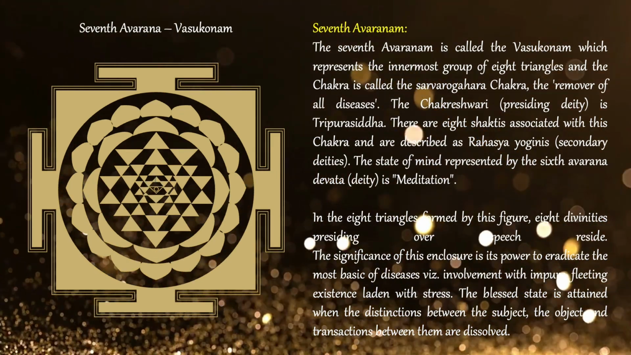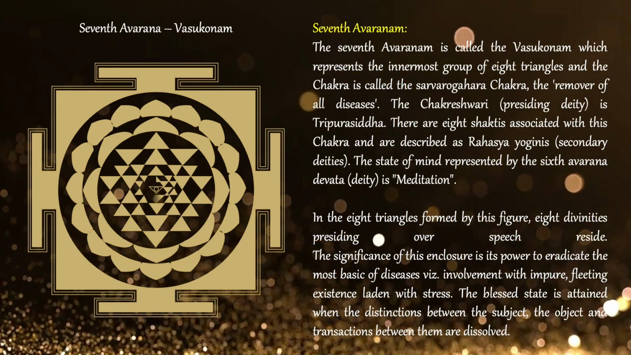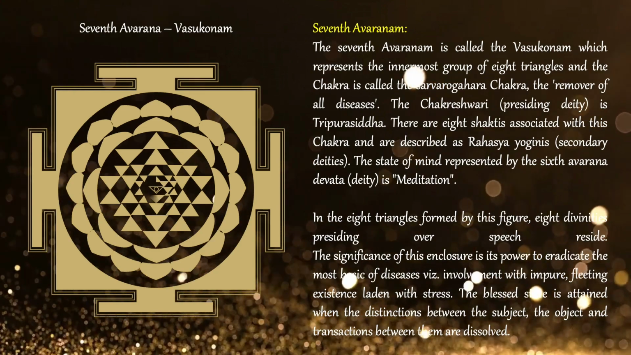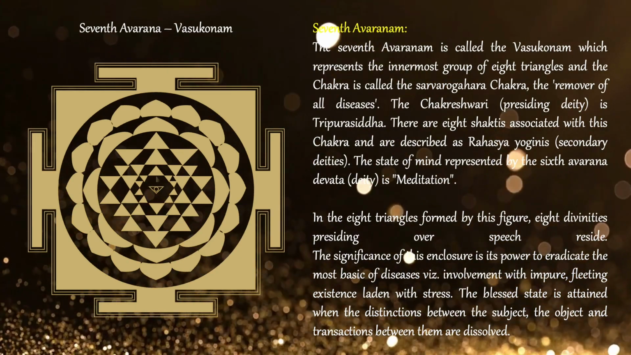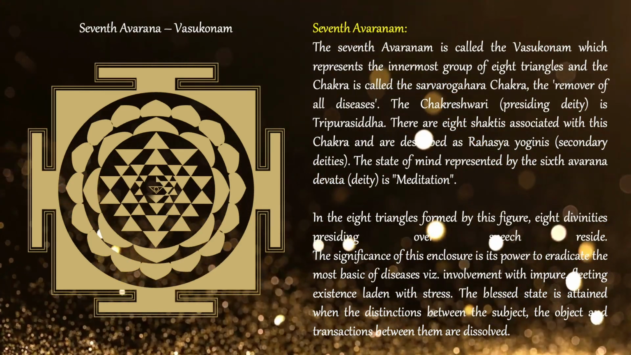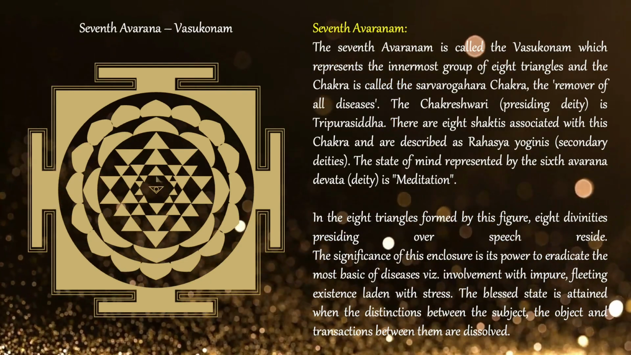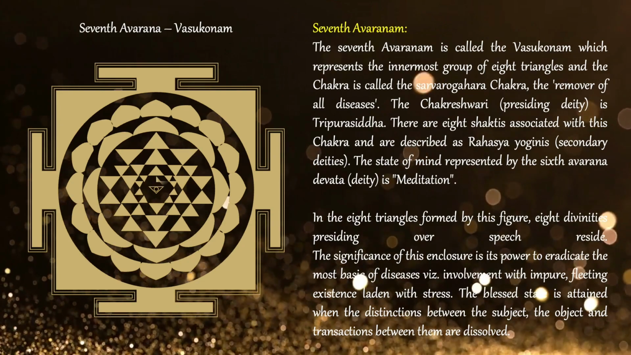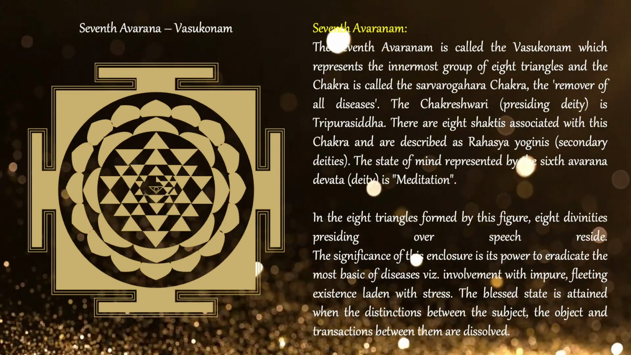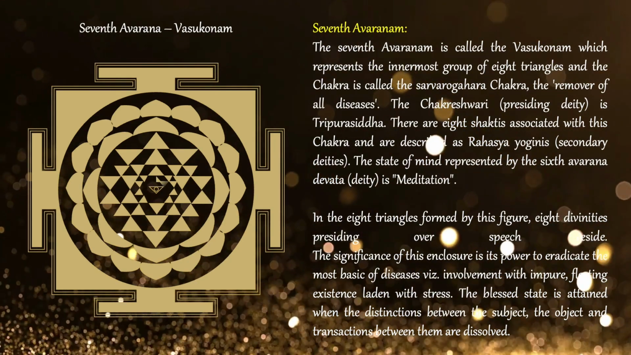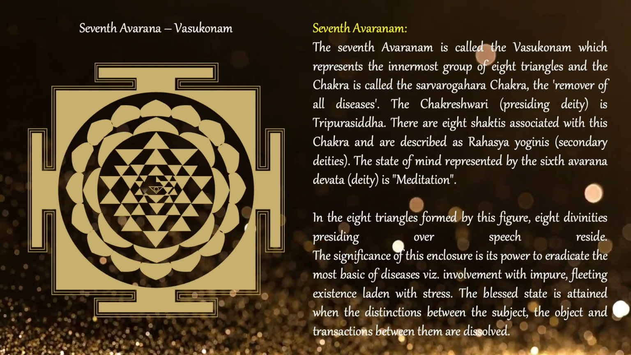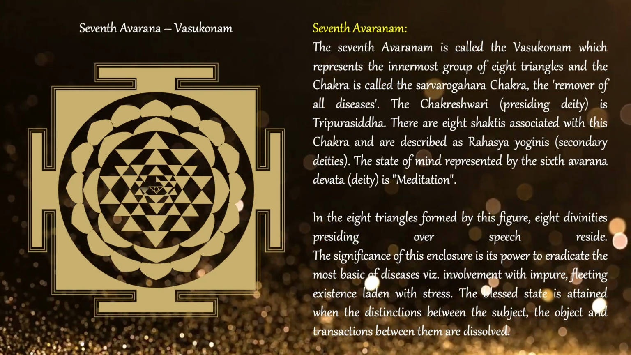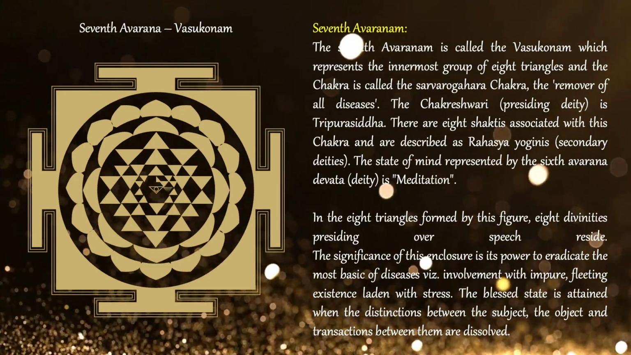In the 8 triangles formed by this figure, 8 divinities presiding over speech reside. The significance of this enclosure is its power to eradicate the most basic of diseases, which is involvement with impure, fleeting existence laden with stress. The blessed state is attained when the distinctions between the subject, the object, and transactions between them are dissolved.